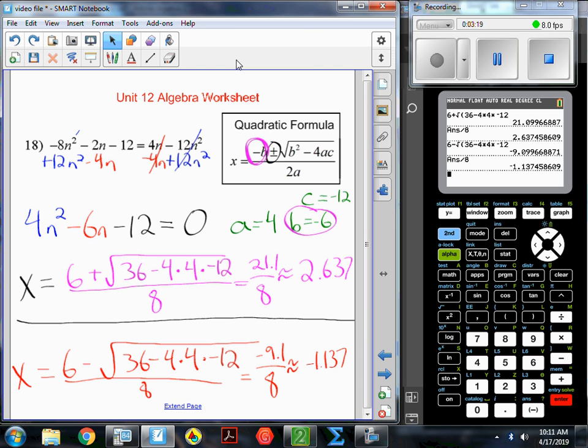So 2.637, negative 1.137. That means that if you take the original equation and you plug in those numbers into n, you'll get the same thing on both sides of the equation. Or if you take the equation we set equal to 0 and you plug those in, you will get 0 on the left-hand side.